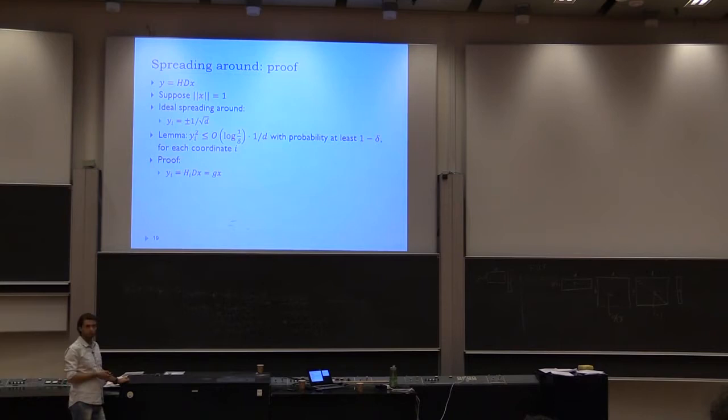So yi is equal to this, where hi is the i-th row of this Hadamard matrix. And again, we don't really care what the actual structure of the Hadamard matrix, this Fourier transform, is, except that each entry of h is either plus 1 over root d or minus 1 over root d. So yi is exactly equal to g times x, where g is this vector, and essentially each coordinate of g is a random plus or minus 1 over root d.